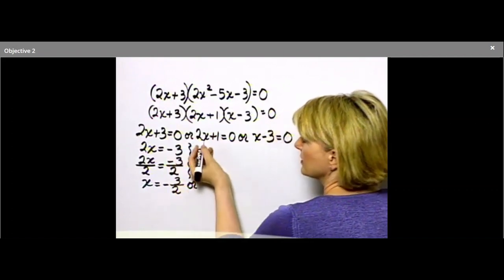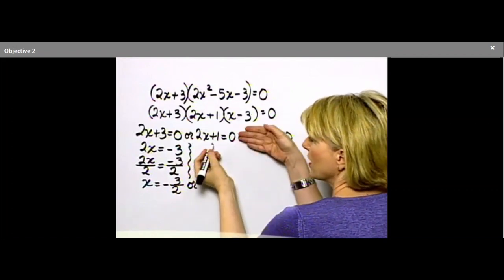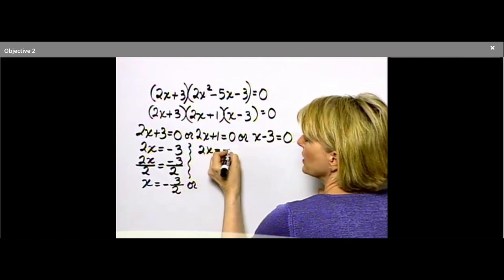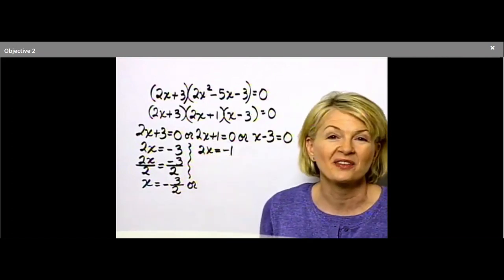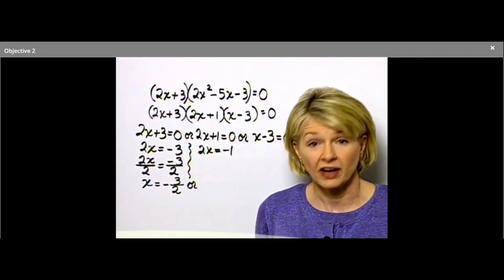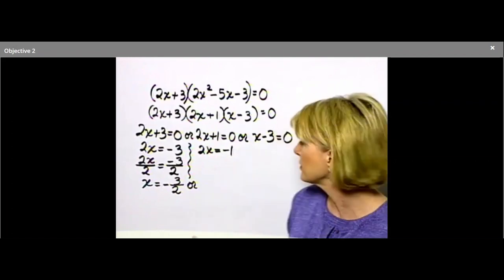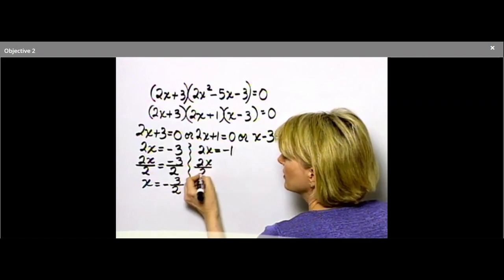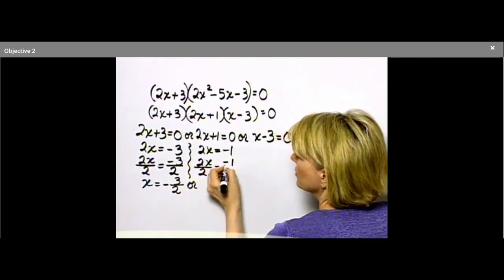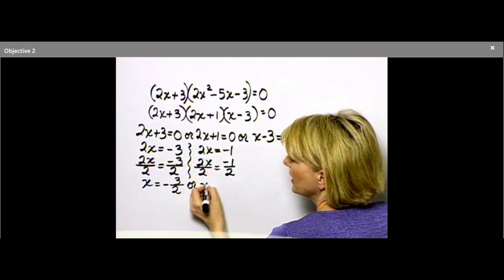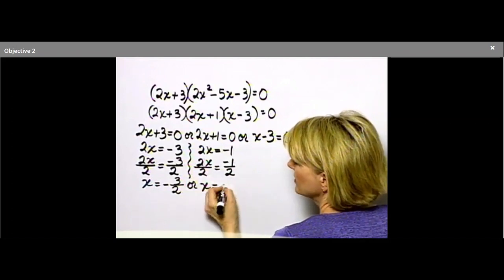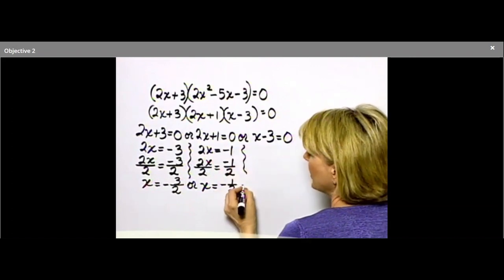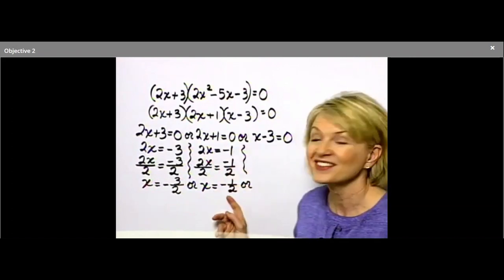Or let's solve this. Let's subtract 1 from both sides. So I'll have 2x is equal to negative 1. How do we finish solving this equation? We divide both sides by the coefficient of x, which happens to be 2 again. So negative 1 over 2, and we'll have on the left side x is equal to negative 1/2. That is a second solution.